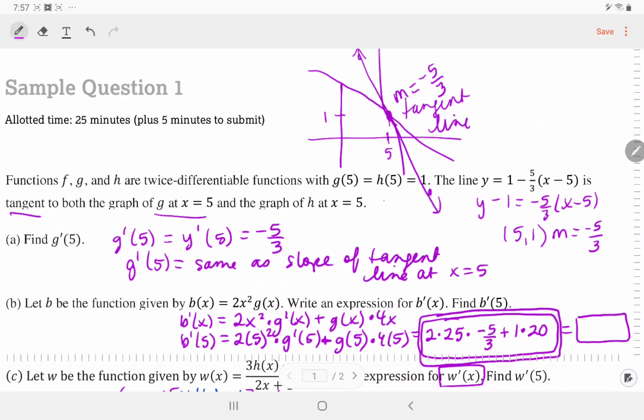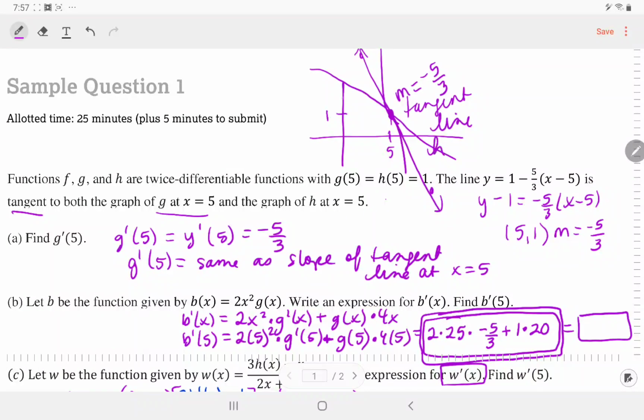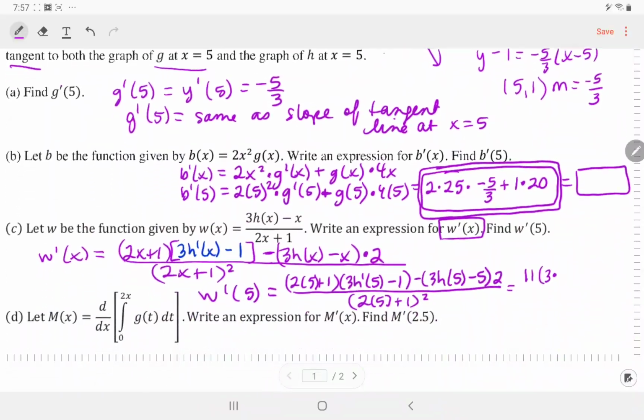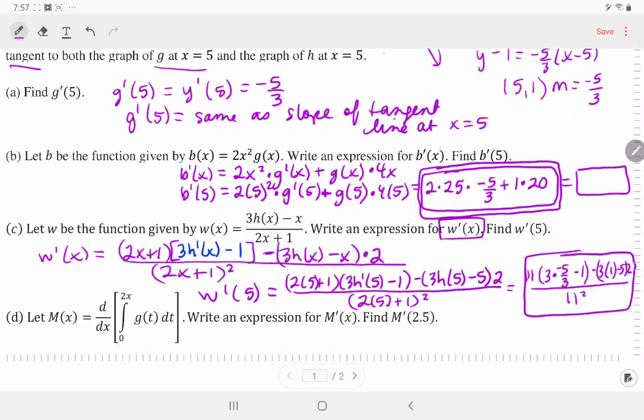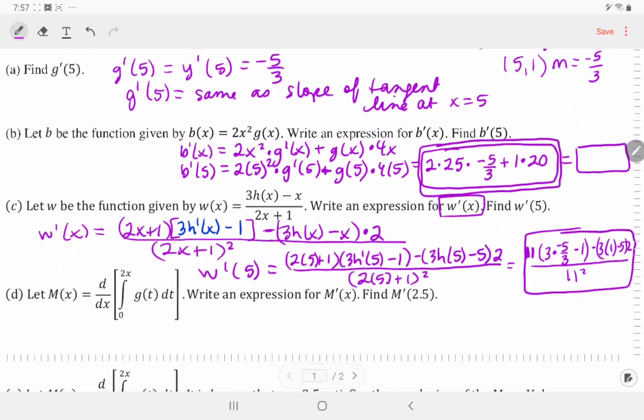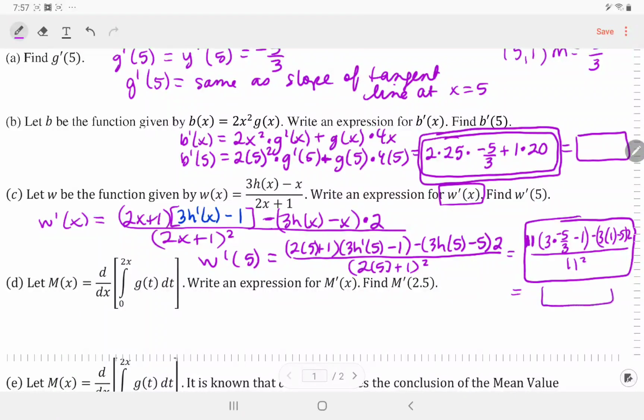Now it said H and F or G both have the same tangent line, so its slope is also negative 5/3. Minus 1 minus 3 times, it also said that H of 5 was 1. Minus 5 times 2 over 11 squared. And you should leave it like that. I will work it out later just so you could check if your answer is the right, but that's the way you should leave it. Okay, I'm going to put this later so I remember.